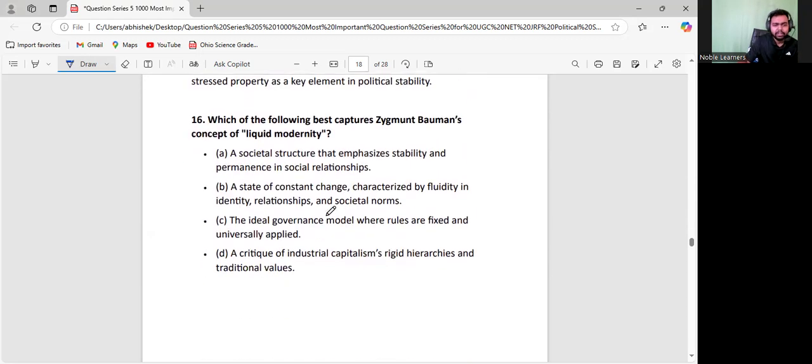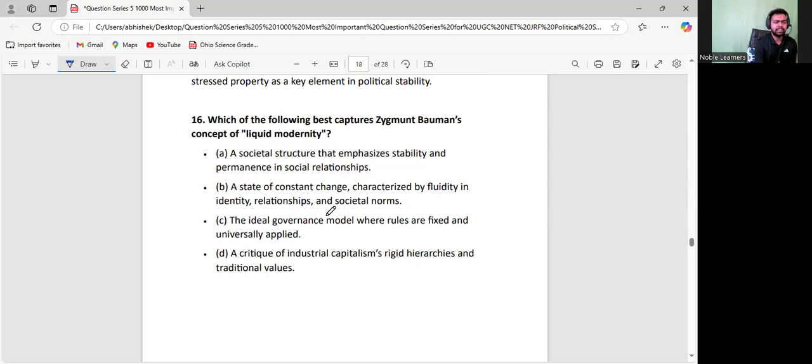Okay, so there is Bauman, right? First of all, we have to understand that Bauman gave the concept of liquid modernity. Now let us understand what liquid modernity is. Let me read the options, then you try to decide. A societal structure that emphasizes stability and permanence in social relationships; a state of constant change characterized by fluidity in identity, relationship, and societal norms; the ideal governance model where the rules are fixed and universally applied; a critique of industrial capitalism's rigid hierarchies and traditional values.